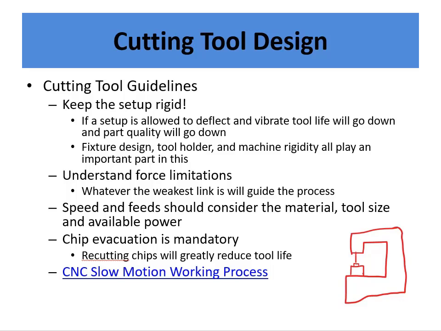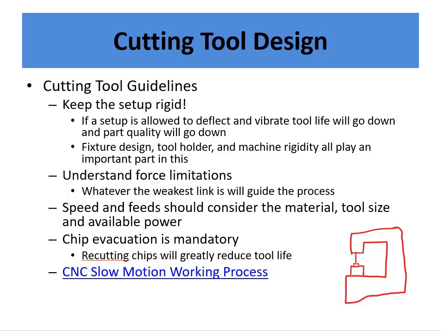Okay. So whatever's your weakest link is going to guide your process. So what that means is, if your tool is your weakest link, then as you're cutting, if you speed up or you input a higher feed rate into the tool, eventually the tool is going to break. Ideally, you probably don't want your fixture to just snap off. Okay. But that's something that has to be considered.